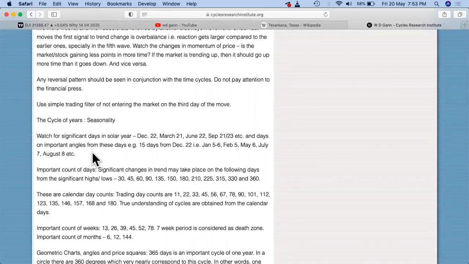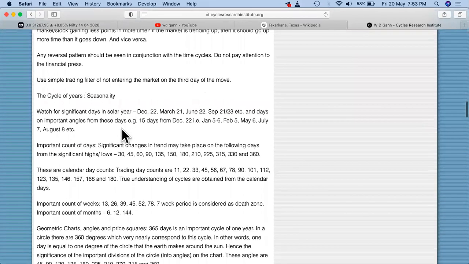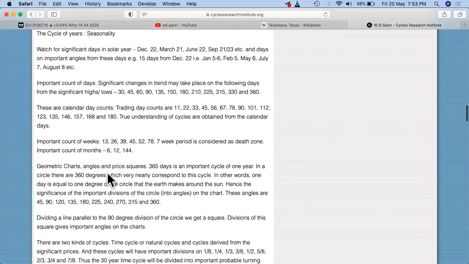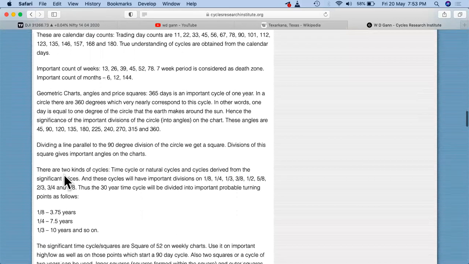And days of important angles from these days: 15 days from December 22nd, January 5 to 6, February 5, May 5, July 7, August 7. So these are probably his interpretations which are there. He talks about various things together, important count of weeks. So probably you can get into the details and try to understand things which are there.